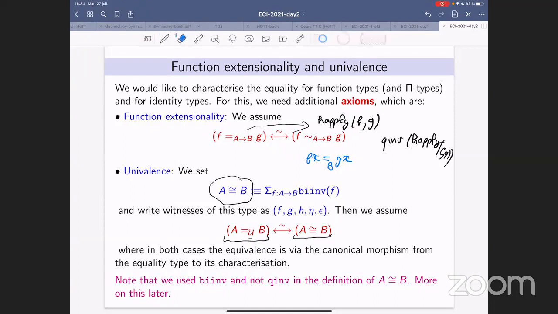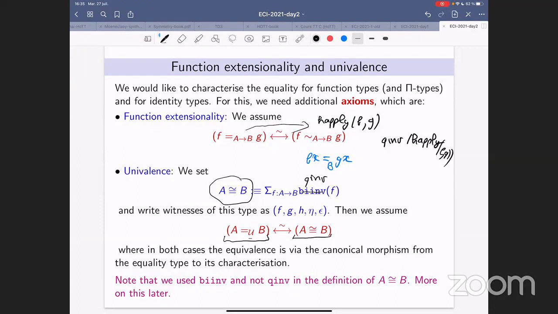Okay. And here again, there's a big warning. While q-inv is somehow the natural thing to do, if I put q-inv here instead, then, as we shall see, probably tomorrow, type theory becomes inconsistent. So here it's serious business. That should indicate that q-inv is really not the same thing as bi-inv. It's the same thing in the sense of logical provability, but not in the sense of equivalence of types.